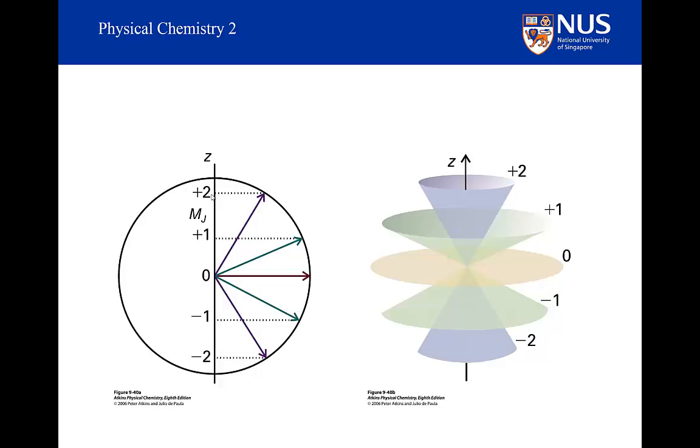The importance of this spatial orientation is that it leads to degeneracy. If my molecule is in the J quantum state, then there are 2J plus 1 possible orientations which all have the same rotational energy. This is the definition of degeneracy.